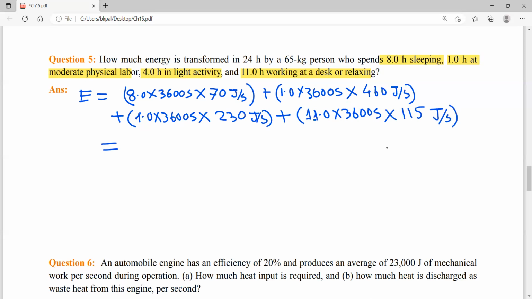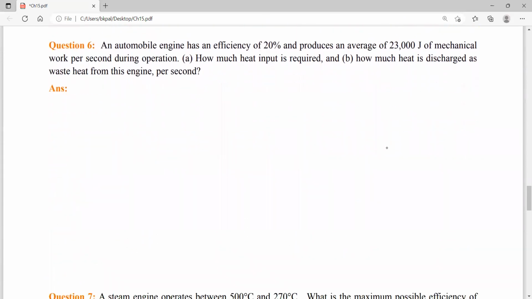So if you plug all these values in your calculator correctly, you should get something like this. This is the energy a 65 kilogram person needs in one day, if that person does 8 hours sleeping, 1 hour moderate physical labor, 4 hours light activity, and 11 hours relaxing.